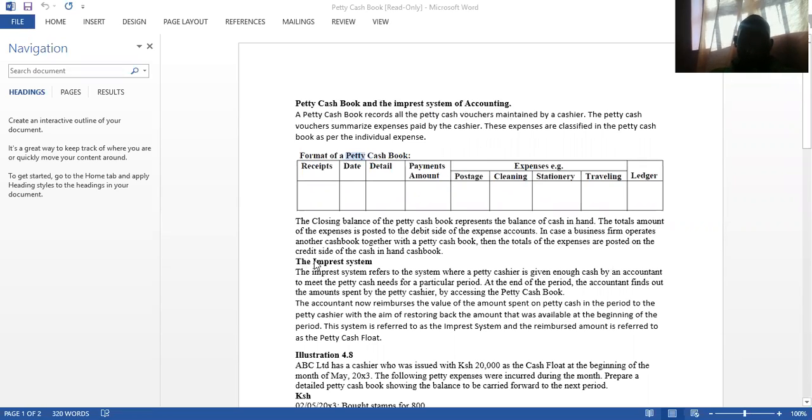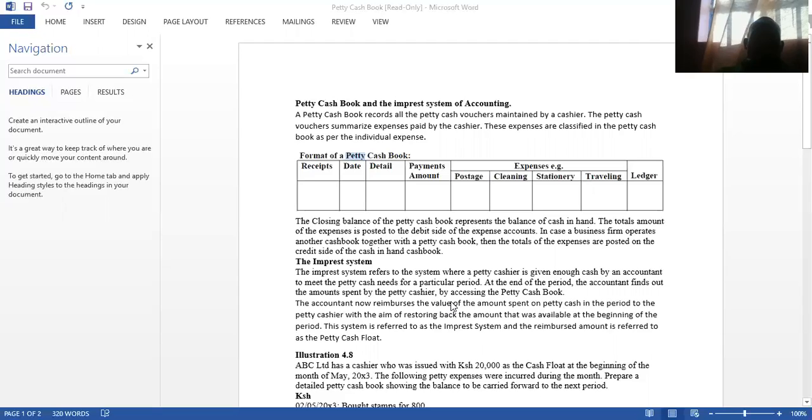If I can start by explaining the imprest system of accounting, it is where the petty cashier, the person who maintains the petty cash book, is given a certain amount of money which is enough to take him or her through a particular period, normally monthly. At the end of the period, the accountant finds out the amount spent by the petty cashier by accessing the petty cash book. The moment the accountant has known the amount the petty cashier spent, the petty cashier is given back that amount that is spent.